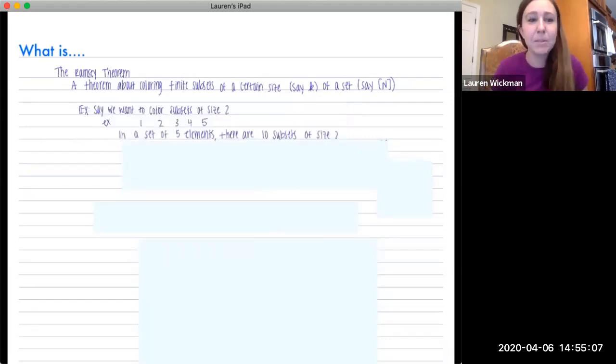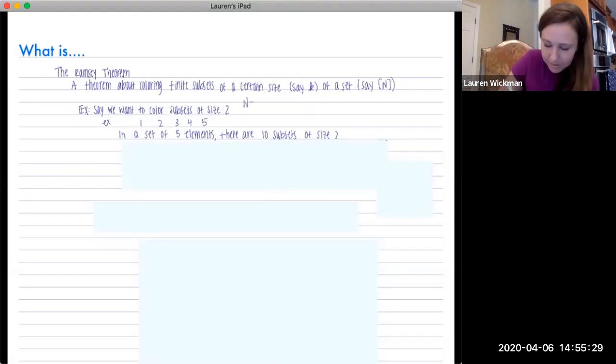So before we state the theorem, we're going to look at an example just because there's so much notation in the theorem, it's easier to have something to refer back to so that you can understand what we're talking about. So finite Ramsey theorem deals with subsets of a finite set. So I'm going to look at a set of size 5. So that's going to be my n in this problem.